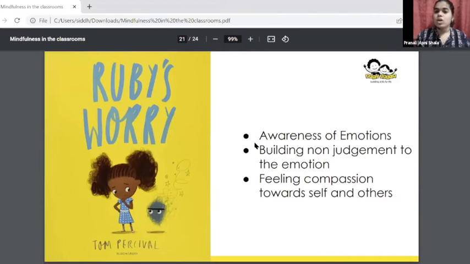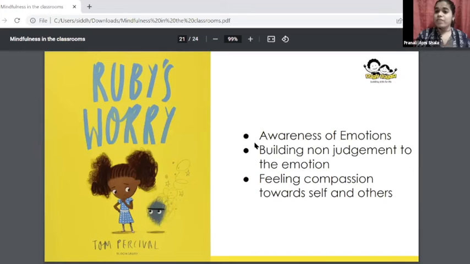So we'll try doing it with storybooks. When we do it with a storybook, there is a story. I'll just give an example using a storybook. This is a book about Ruby. It's Ruby's Worry, which is written by Tom Percival.